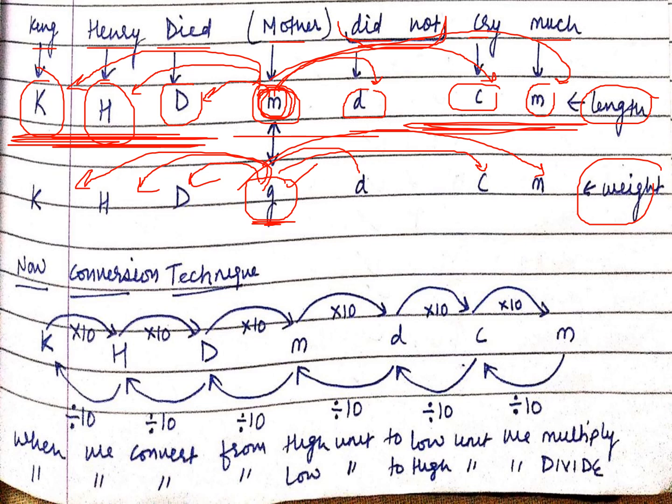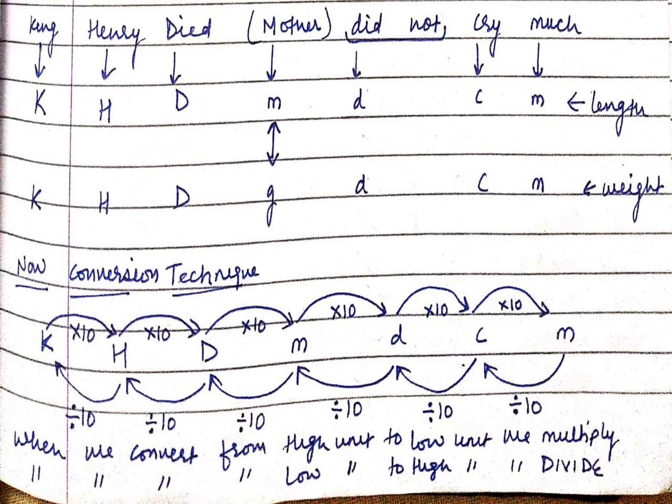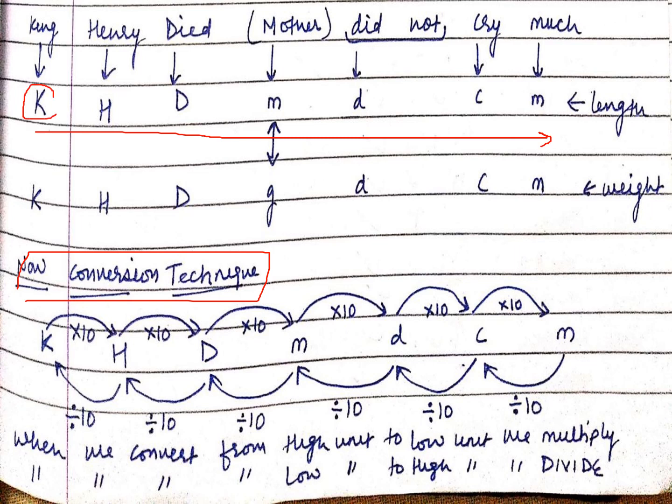Okay, so try to understand very carefully. What is the conversion technique in this case? Let's understand. When you go from this to this side, what do you observe? You are going from a larger unit to a smaller unit, a high unit to a low unit. So understand this thing. Whenever we jump from a high unit to a low unit, we multiply with 10.